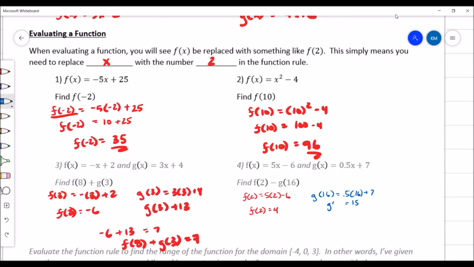So g of 16 is 15. And so this says f of 2, which is 4, minus g of 16, which is 15. So 4 minus 15, and that gives us negative 11. So f of 2 minus g of 16 equals negative 11. And so here's our answer.